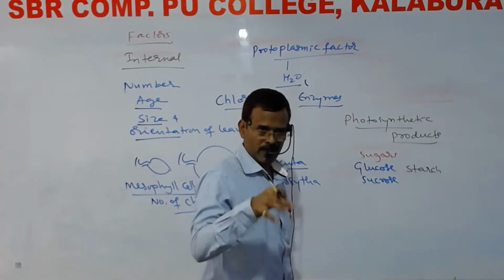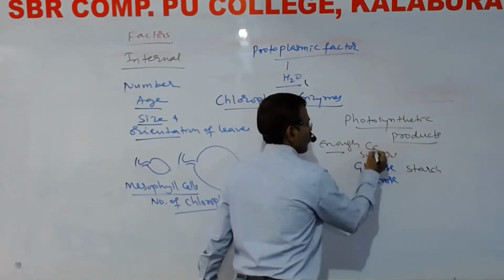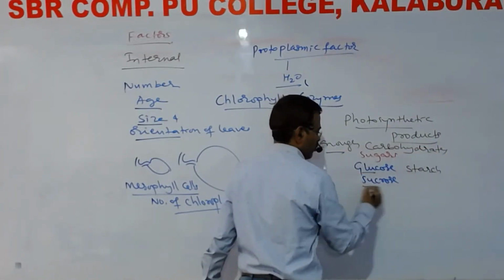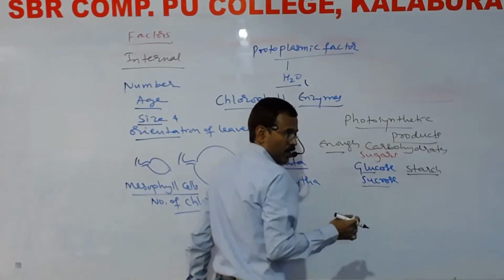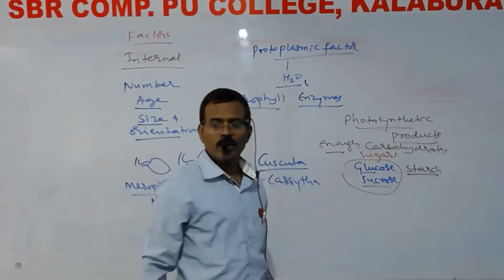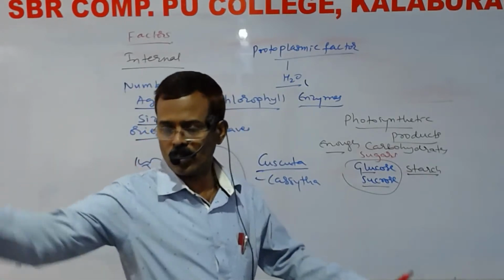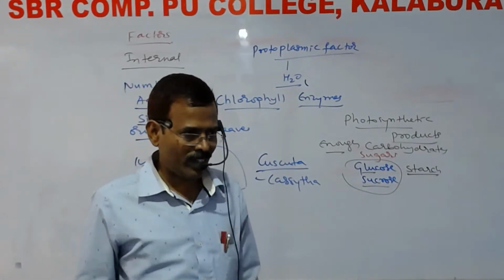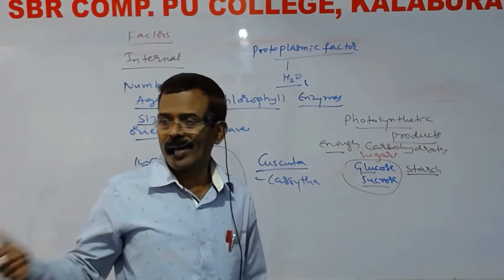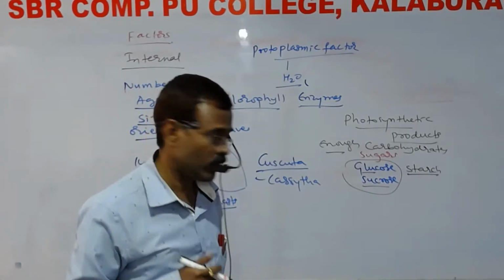Suppose photosynthesizing cells, mesophyll cells, have enough amount of carbohydrates in them. See, they're all carbohydrates. This is a simple sugar, this is a disaccharide, this is a polysaccharide. If a photosynthesizing cell has a sufficient quantity of sugar, then the rate of photosynthesis decreases, because the cell already has enough carbohydrate content in it. What is the need of synthesizing furthermore?